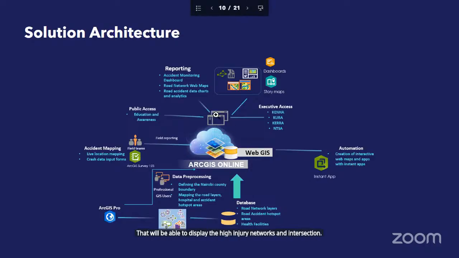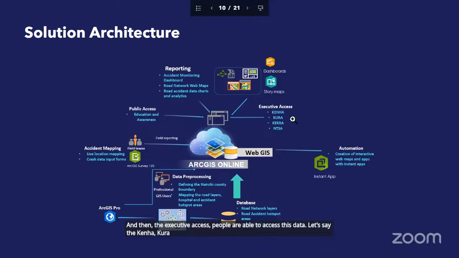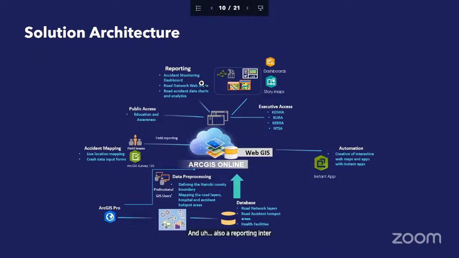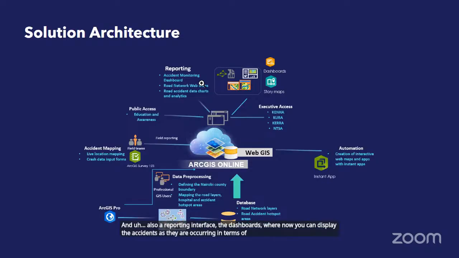And then the executive access, people are able to access this data. Let's say KENHA, KURA, KERA, NTSA are able to access this data and use it to target their intervention. And also a reporting interface, the dashboards, where now you can display the accidents as they are occurring in terms of the time of the day. You're able to map vulnerability in terms of the modes and everything.